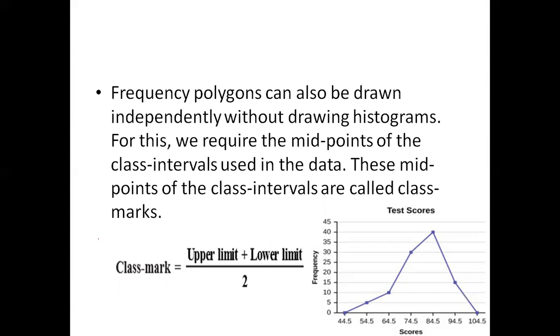So in case I have 20 to 40, here I know my upper limit will be 40 and my lower limit is 20. So 40 plus 20 upon 2, that is 60 upon 2. 60 upon 2 is nothing but 30.